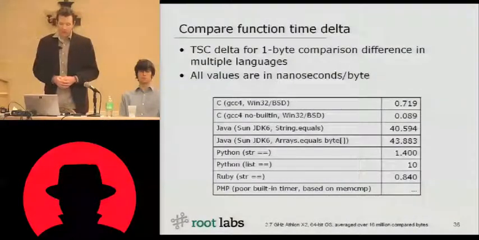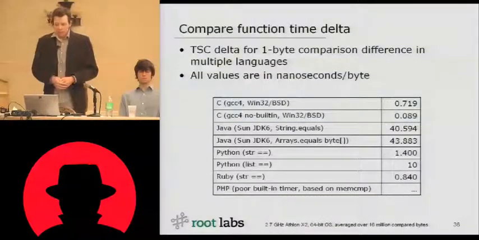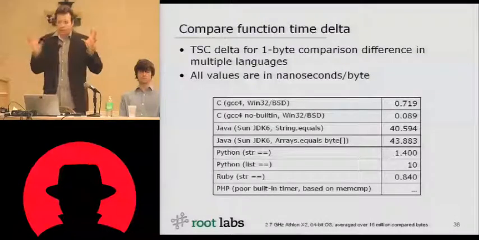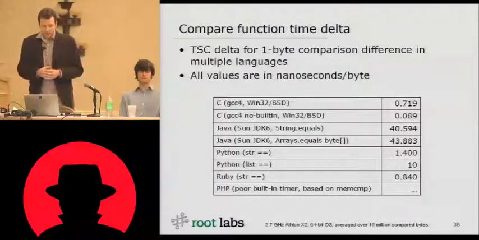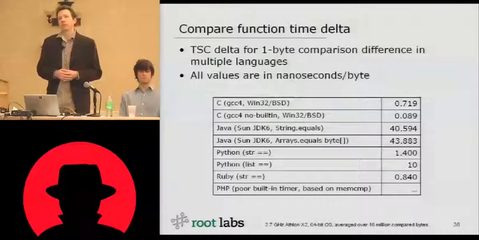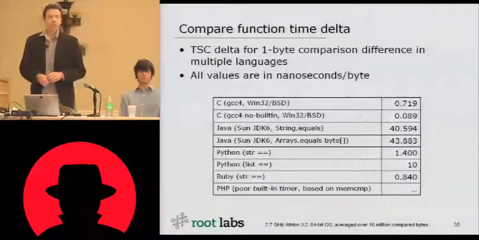Next, we looked at Java. Java was honestly the slowest of everything we looked at. For the Sun JDK6, running string.equals on two values, we found it took on average about 40 nanoseconds per byte. And Arrays.equals, even though it is suggested as an optimization to most people, is actually slower than string.equals. I'm not sure why that was exactly, but we looked into the JDK source code, and they both seem to be pretty straightforward for loops.